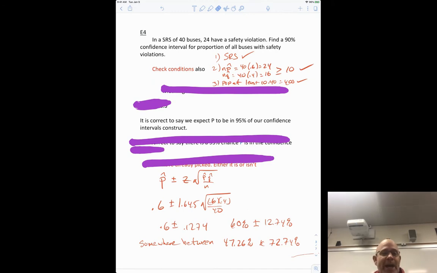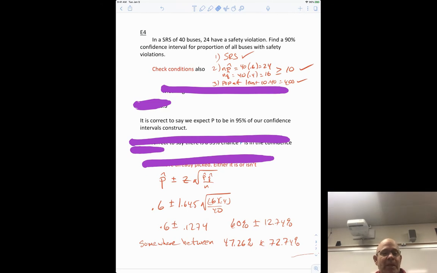So the correct way to interpret a confidence interval is to say that we expect P to be in 95% of the confidence intervals we construct. We're going to miss sometimes. Will we ever know if we miss? No. If you watch the election, they missed on some of them. They got some of them right.